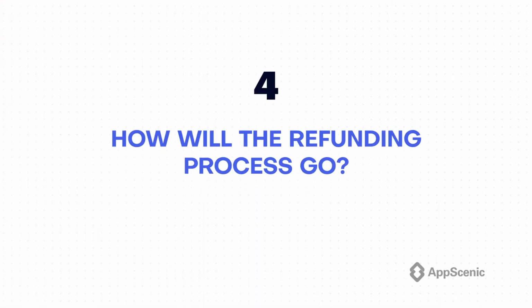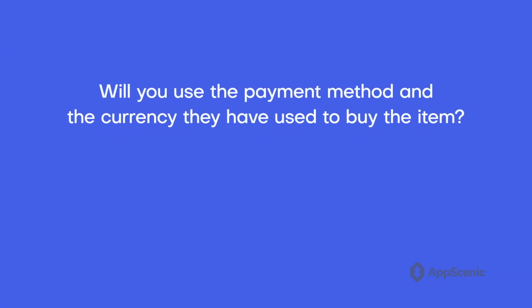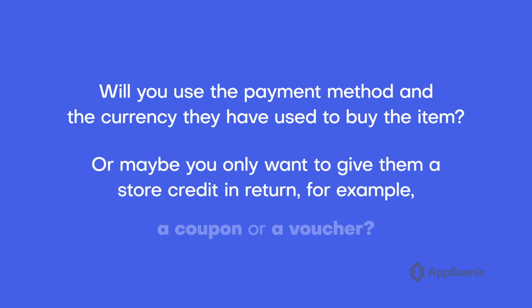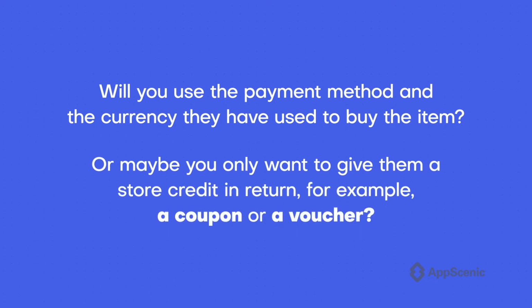4. How will the refunding process go? This is mainly about how will you pay back the customer. Will you use the payment method and the currency they have used to buy the item? Or maybe you only want to give them a store credit in return. For example, a coupon or a voucher. Or maybe you agree to give your customers items of equal value in return.